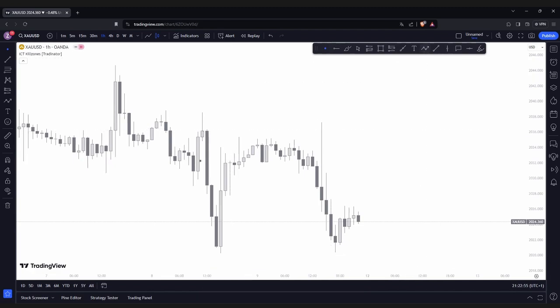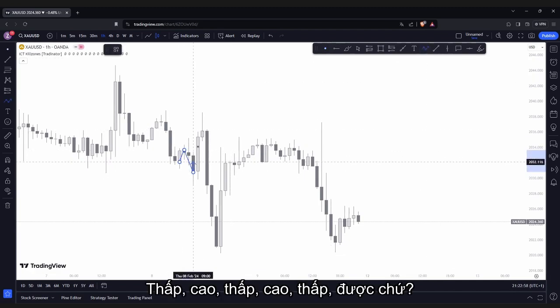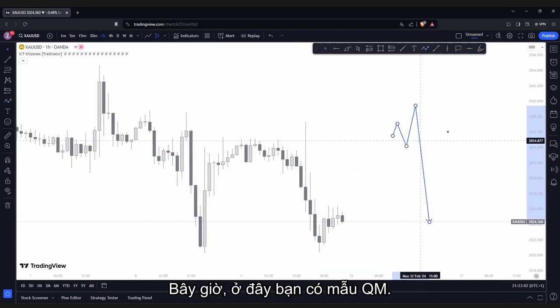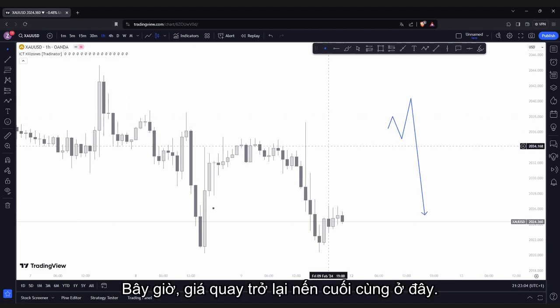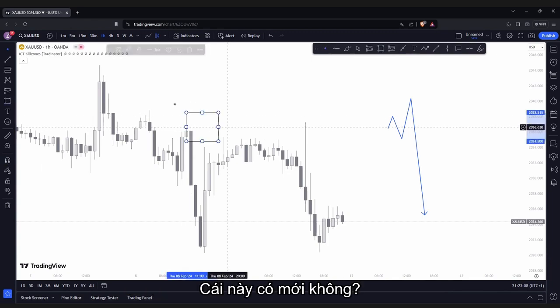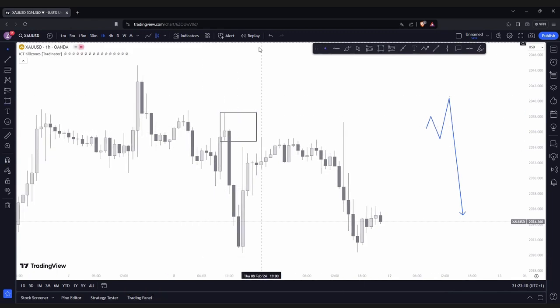Price did what right here? Low, high, low, high, low, okay? Now here you have the QM pattern. Now price pulls back to the last candlestick right here. Is this one fresh? Yes, it was fresh.